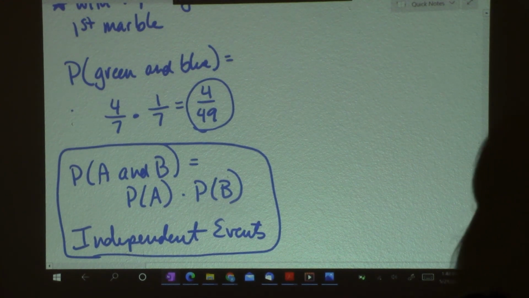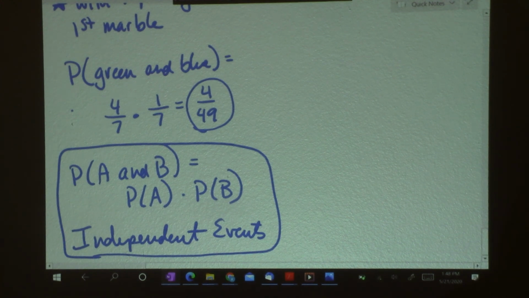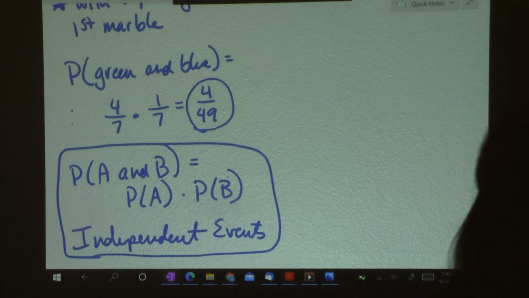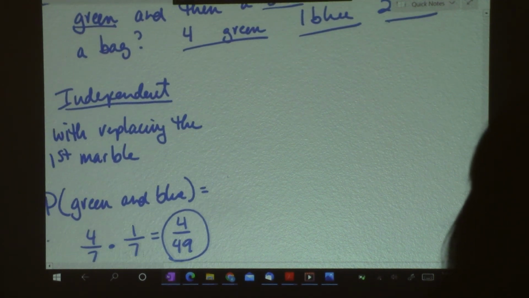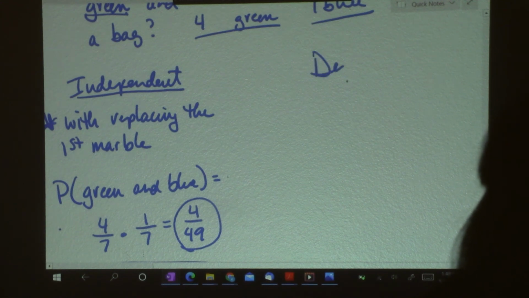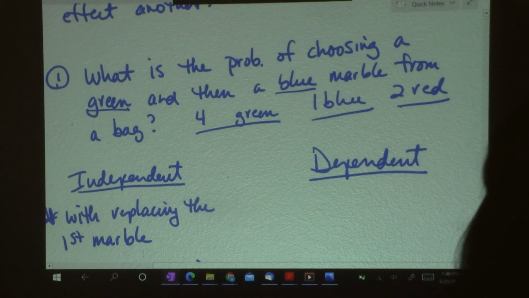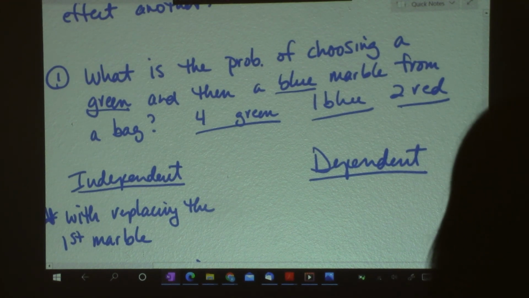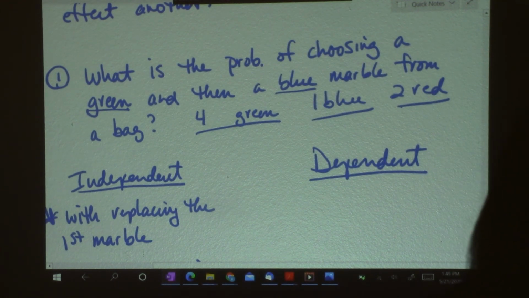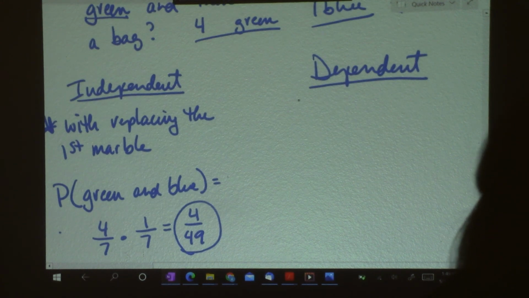Okay, so let's look at an example of dependent, and you will see how it's different. So I'm going to go back up here, I have independent and dependent, and I have the same question. What's the probability of choosing green and then blue? But this time, this is without replacement.